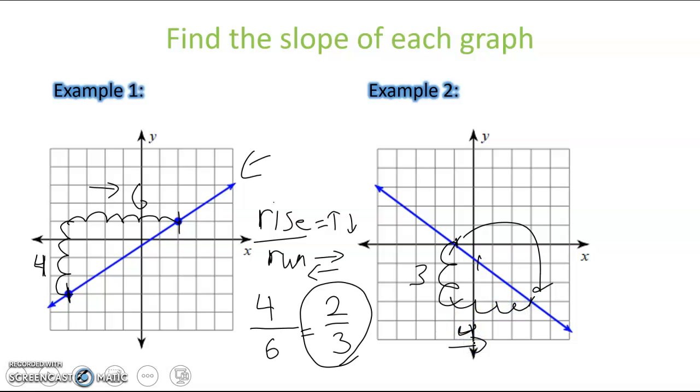And remember, rise over run. The number that I counted up or down, that I counted down 3 spots, is going to go on the top of my fraction. And then the number that I count left or right is going to go on the bottom of my fraction, which is going to be the number 4. And I can't simplify 3 over 4 any further, so that right there is my final slope.